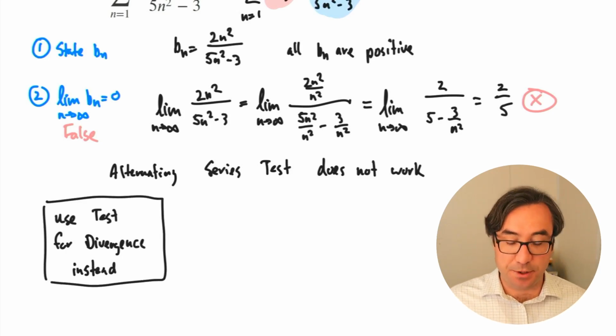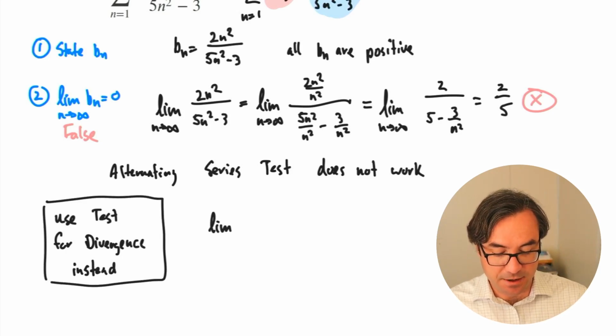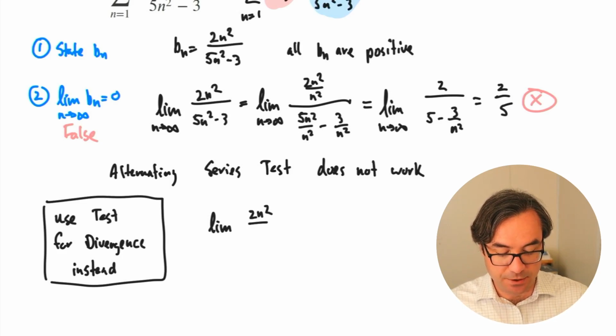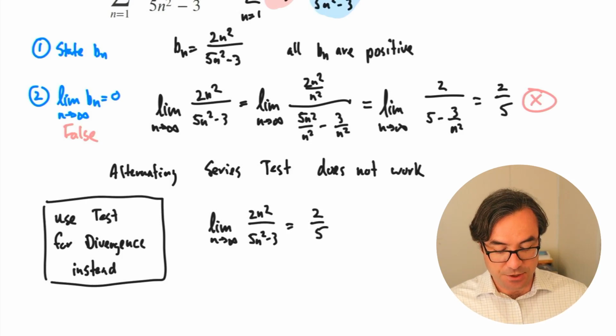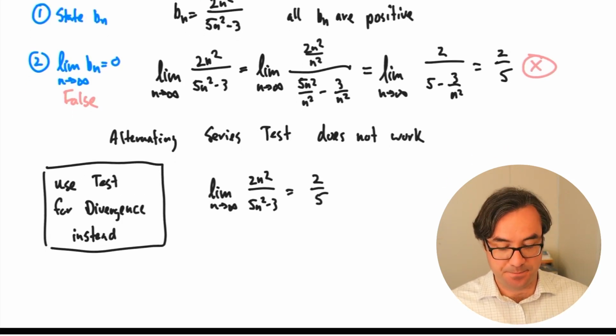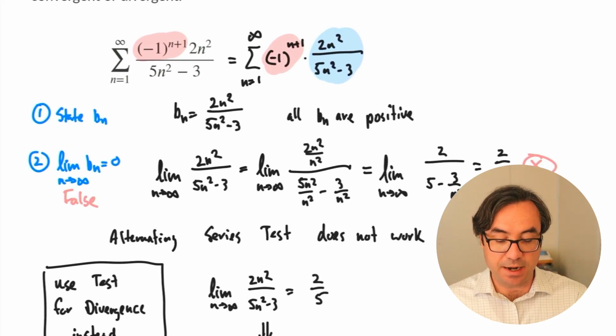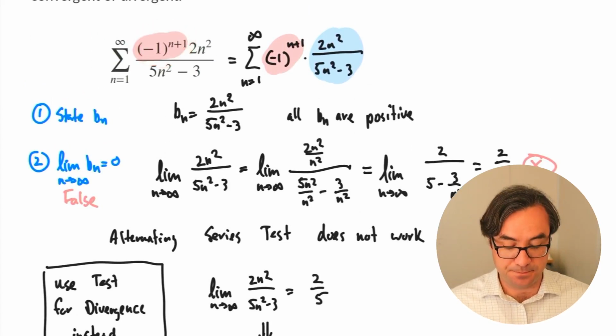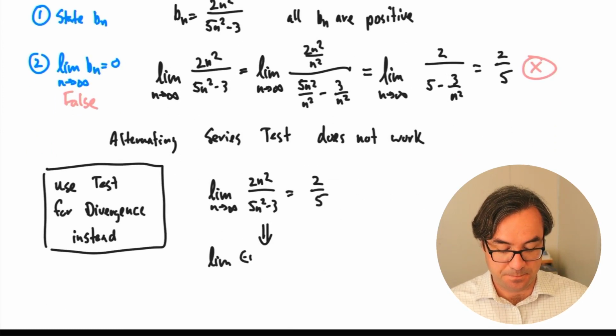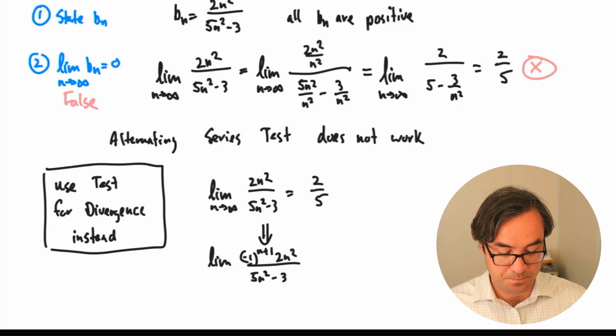And so what we just showed is that the limit of 2n squared over 5n squared minus 3 as n goes to infinity is equal to 2 over 5, which implies then, if we look at the limit of the entire thing with that alternating piece included now, does not exist.